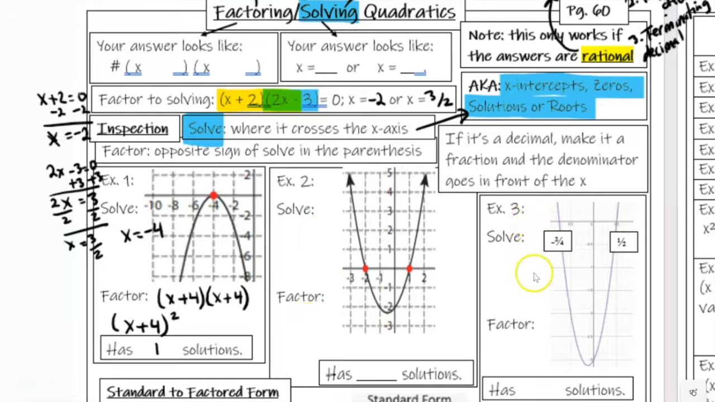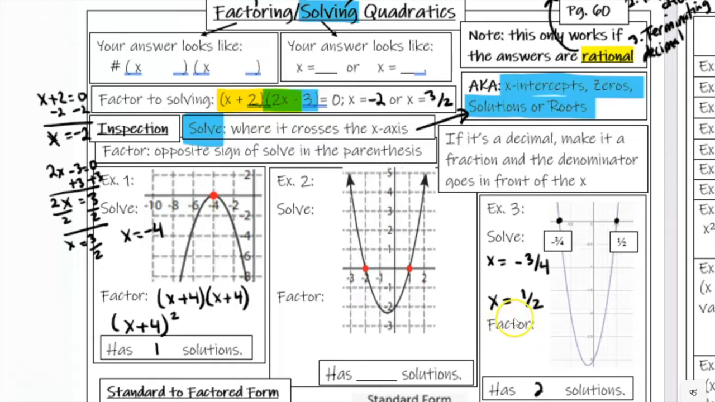All right, so number 3, how many solutions do I have? I have 2, because it crosses the x-axis twice, here and here. So I have 2 solutions. I put it in the calculator, and it's told me where it crosses. So one of my solutions is -3/4. And my other solution is, I think, +1/2. So I've put it in the calculator and I've seen this is where it crosses. These are my 2 solutions.